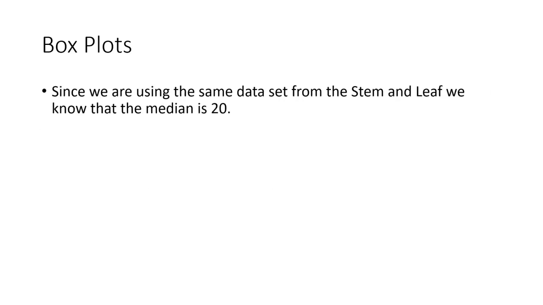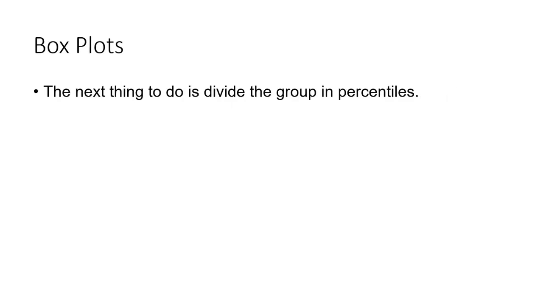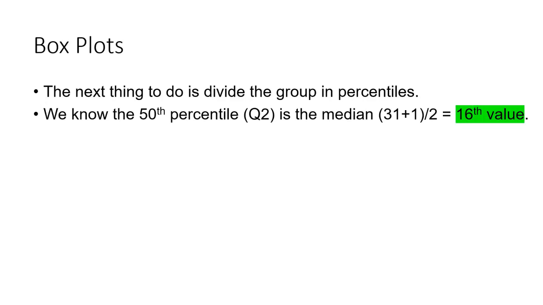Since we're using the same data set from the stem and leaf, we know that the median is 20. We can determine the average is 20.5. The next thing to do is divide the group into percentiles. We know the 50th percentile, represented by Q2, is the median. 31 numbers plus 1 divided by 2 equals the 16th value.